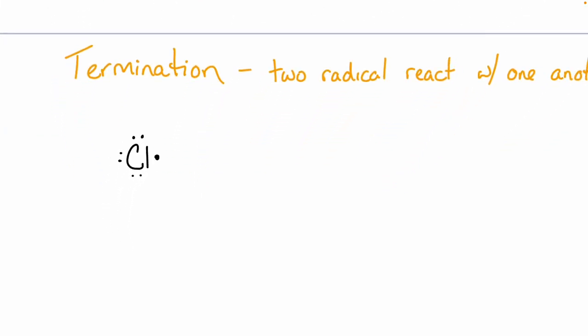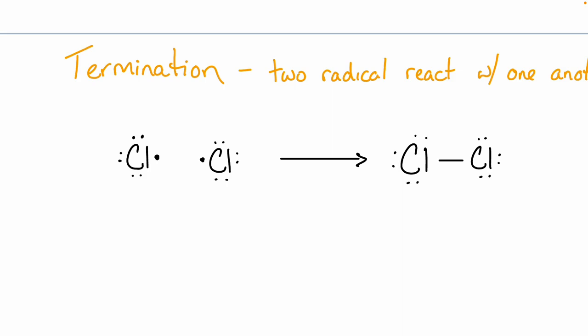For example, one of those chlorine radicals that we just created happens to bump into yet another chlorine radical. These two will react with one another, pairing their electrons to form just a regular old chlorine molecule. Everybody take a second and put in the electron pushing arrows for this particular step. How would you draw those fish hook arrows to form that new bond?